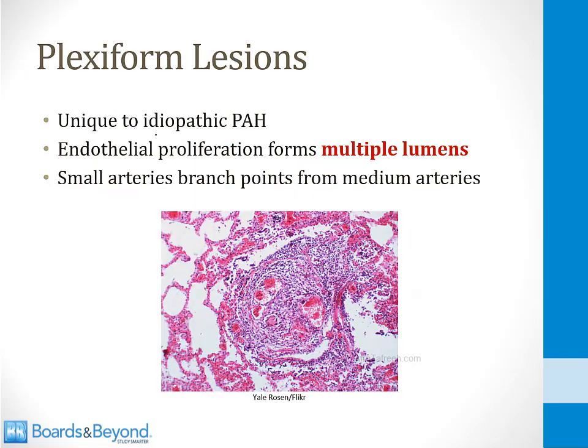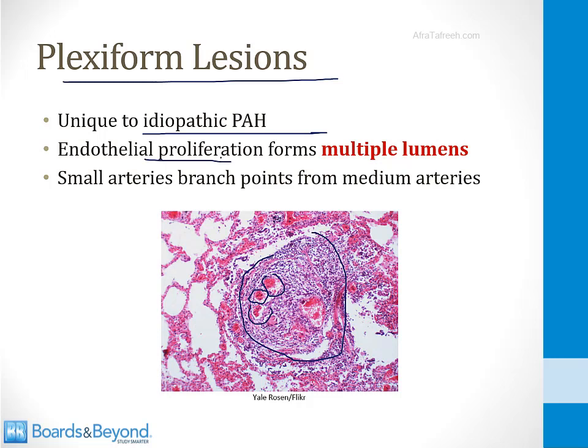There is a pathfinding that's unique to idiopathic PAH that you should know for Step 1. It's called the presence of plexiform lesions. This is a plexiform lesion shown on the slide here, and what you see is a blood vessel which has multiple lumens. All these red areas are different lumens of the blood vessel. The reason this happens is because there's endothelial proliferation formed from the high pressure in the lungs, and as the endothelial cells proliferate, they start to create multiple lumens within a blood vessel. This usually happens in small artery branch points where the medium arteries are branching down to smaller arteries. A classic finding in biopsy of a lung or examination of a lung postmortem in a patient with idiopathic PAH.